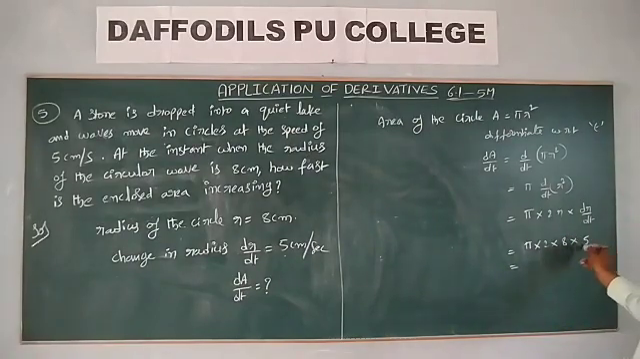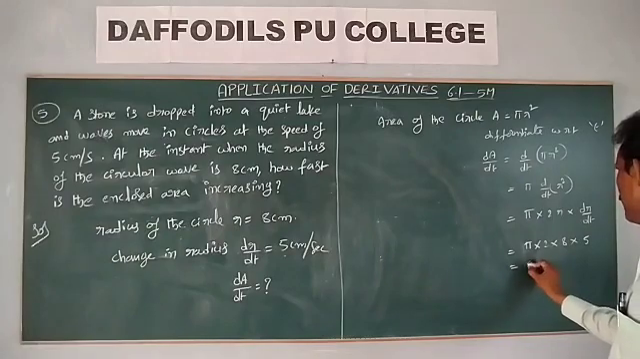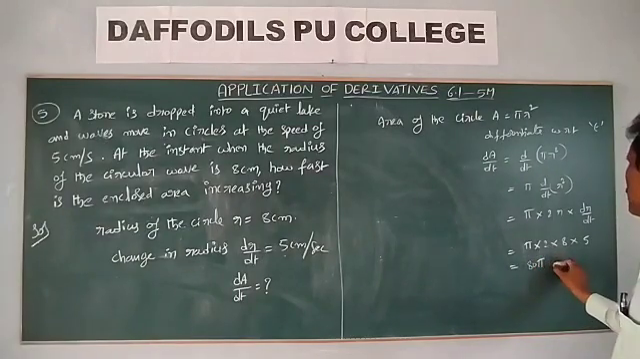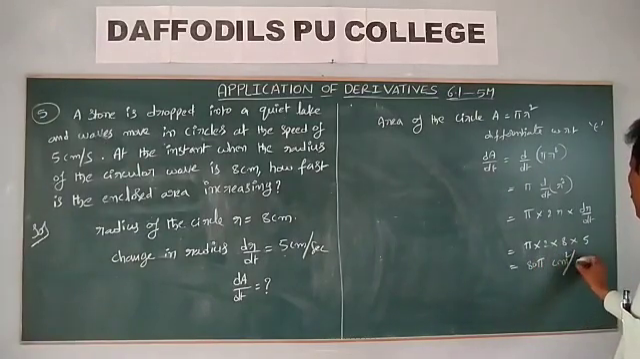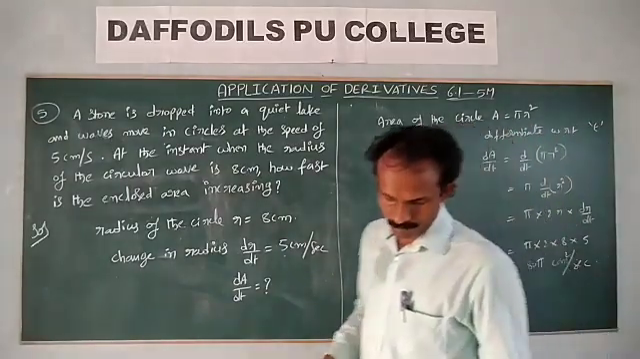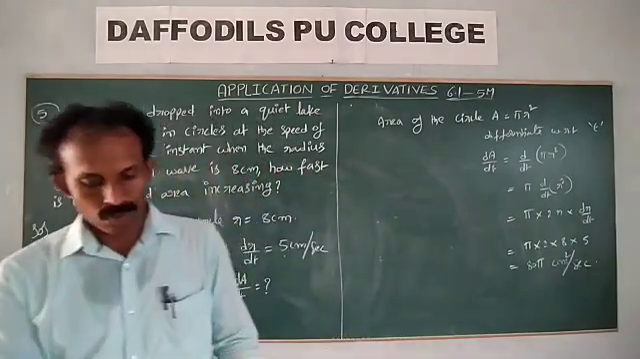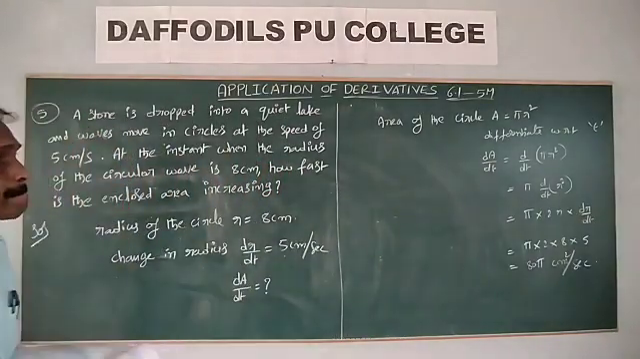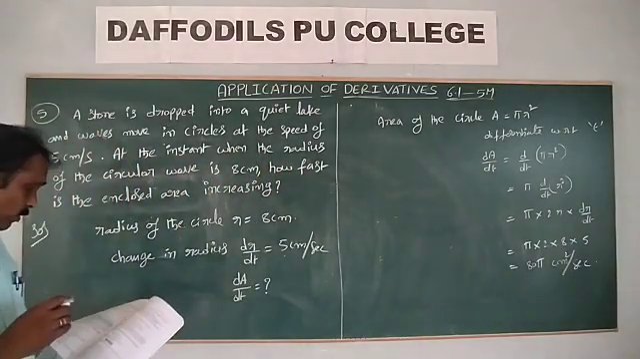So finally, 8 pi into 5 is 40, 2 times 40 is 80 pi centimeter square per second. This is the fifth question.